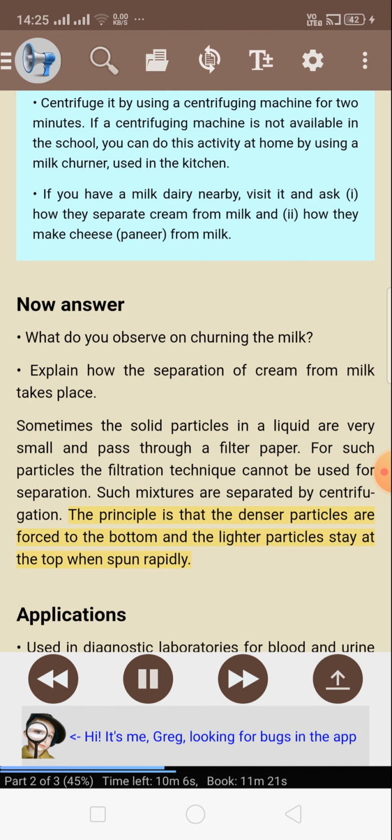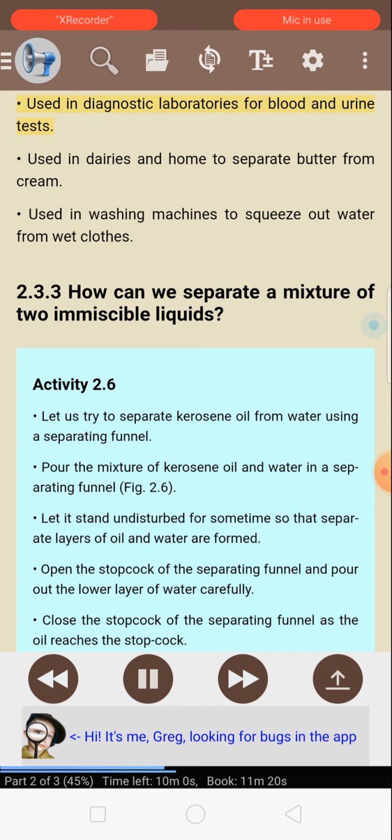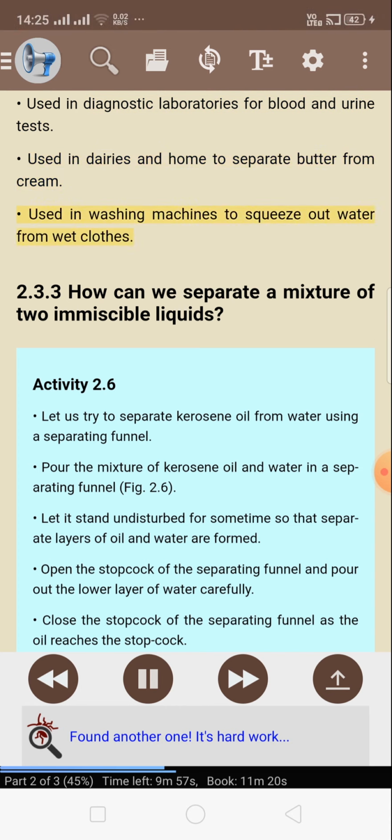The principle is that the denser particles are forced to the bottom and the lighter particles stay at the top when spun rapidly. Applications. Used in diagnostic laboratories for blood and urine tests. Used in dairies and homes to separate butter from cream. Used in washing machines to squeeze out water from wet clothes.